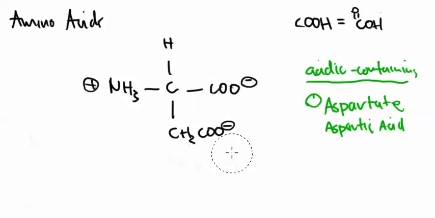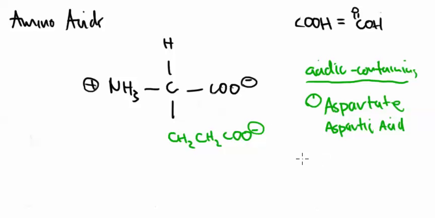So let's erase this and let's replace it with something else. So we know that there's another one. It's going to, not surprisingly, be very similar to the one before. This one, well, it just has an extra carbon in it. So CH2, CH2, COO minus. Okay, so there's our second version, and this second version is called glutamate instead of aspartate.